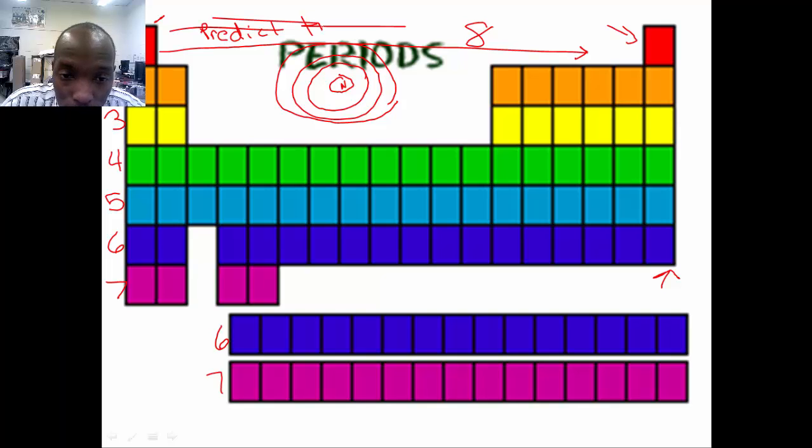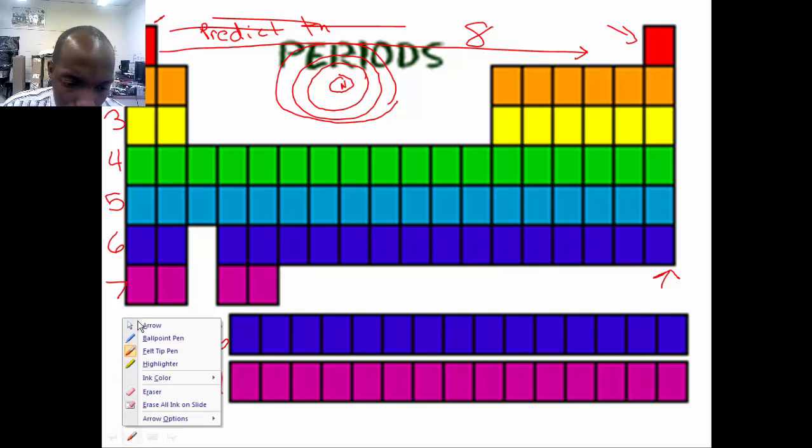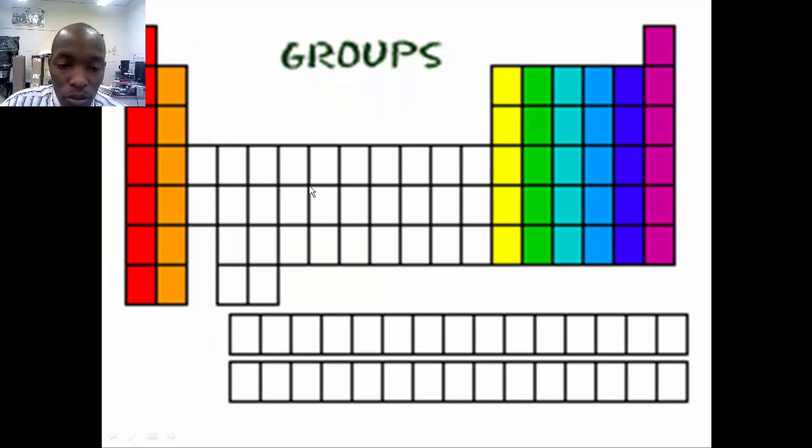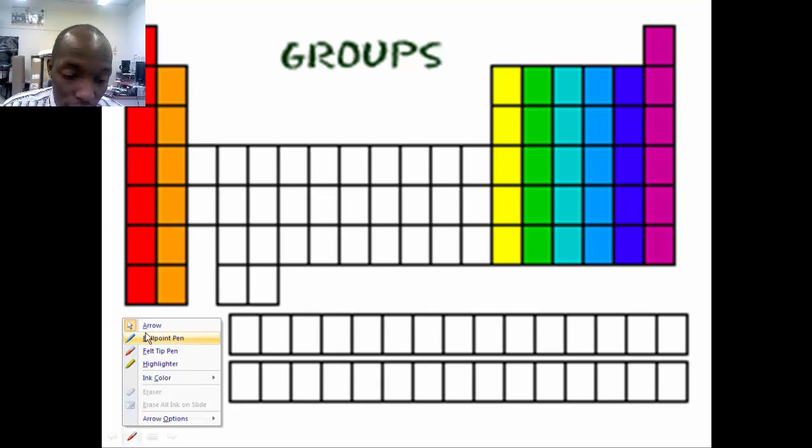Alright. So from here to here, from left to right, we can predict their properties. And groups tell us the reason why we know that this side is the least reactive and this side is the most reactive, because our groups tell us how many valence electrons there are, and valence electrons are important because they are our key identifiers of chemical reactions.